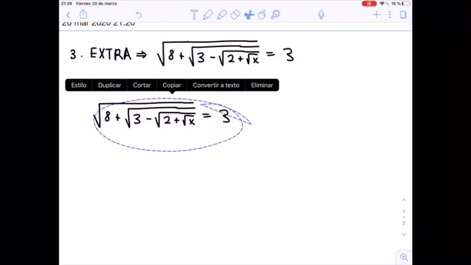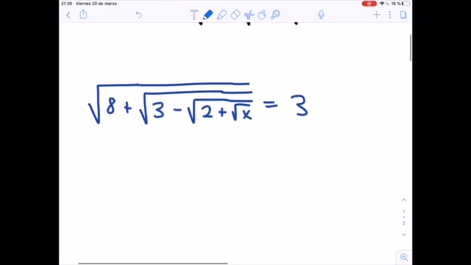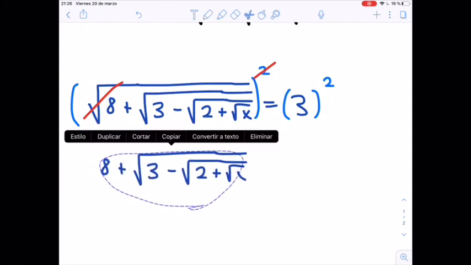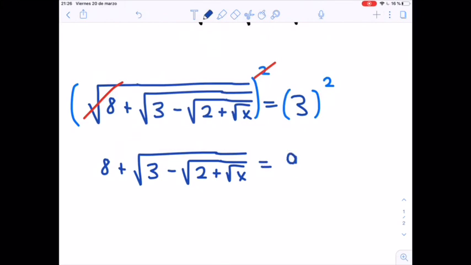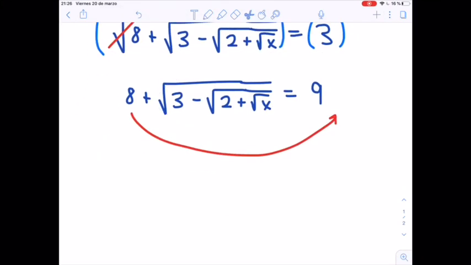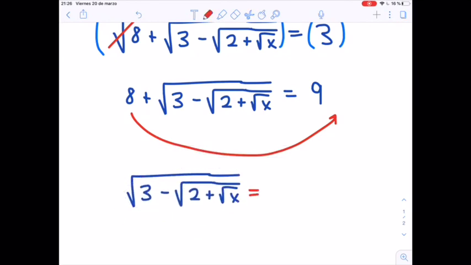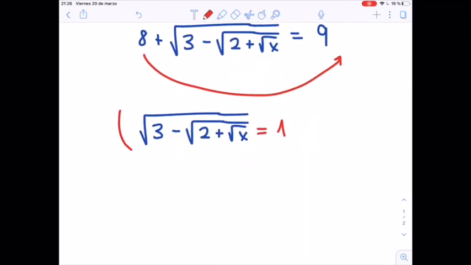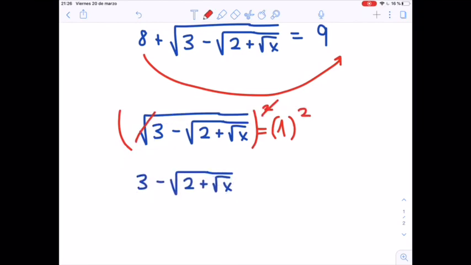Hello, I am Martí Esteso, and now I'm going to solve the third problem, the extra one. In this case, it's the same step all of the time. We need to square both members of the equation to be able to eliminate one by one all of the square roots. Then, we move the single number to the other side, repeating this all of the time, and we will solve the equation.